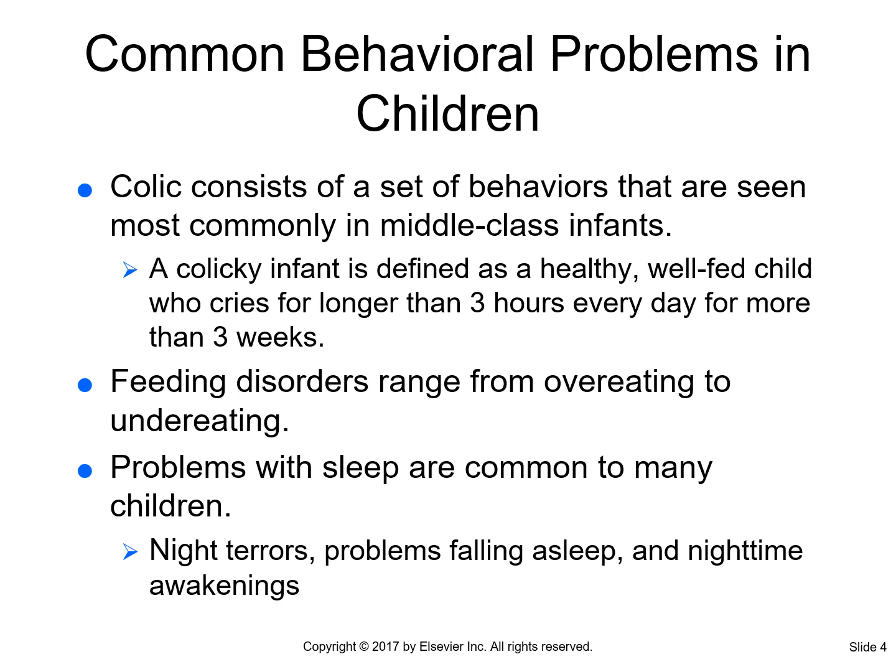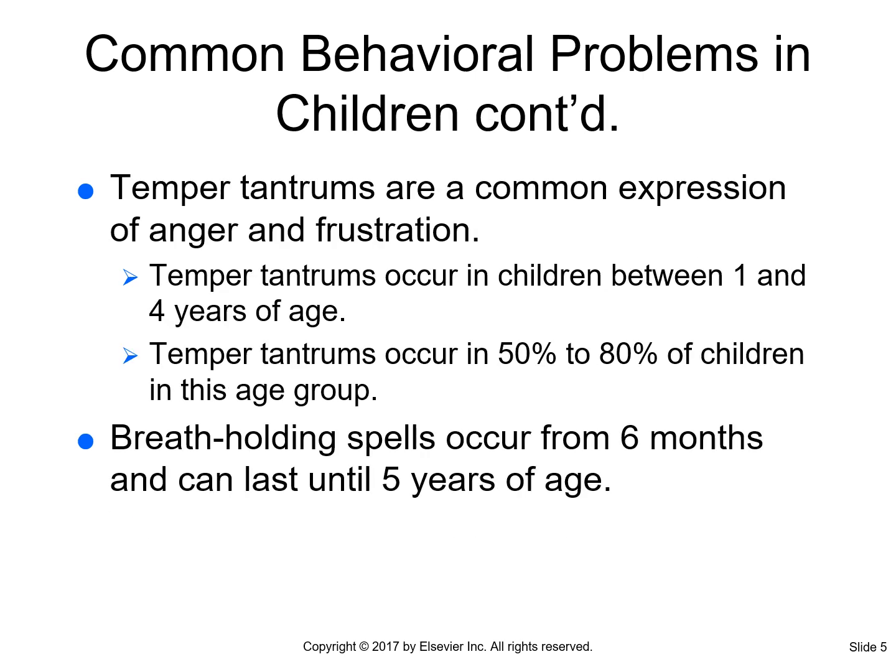Some problems also are with sleep, like night terrors, problems with falling asleep, and some nighttime awakenings. Another is temper tantrums, which is a common expression or extreme expression of anger and frustration. This occurs in children between 1 and 4 years of age, and temper tantrums occur in 50% to 80% of children in this age group. Some of them will also have what we call breath holding spells, where the child will actually hold their breath, right? For a few minutes to the point where they pass out. Breath holding spells occur from 6 months and can last until 5 years of age.